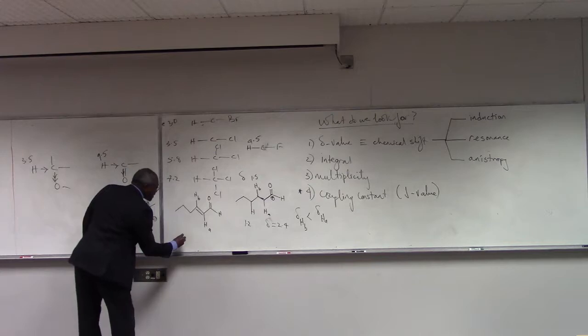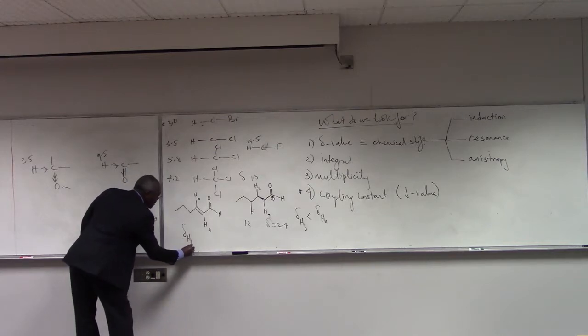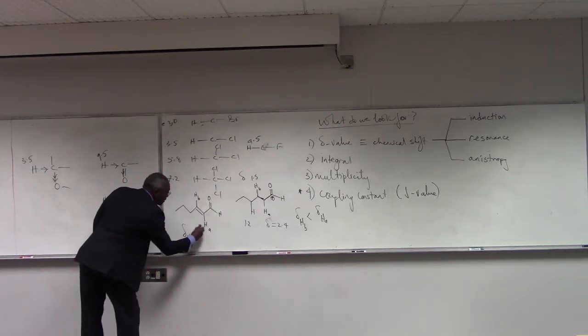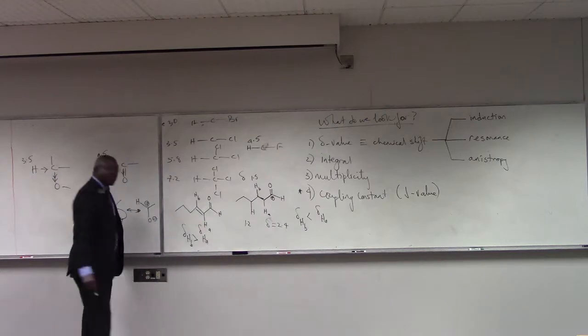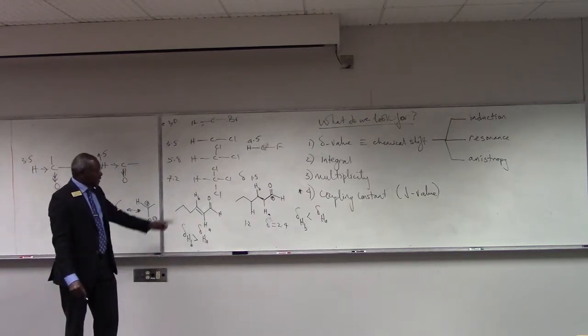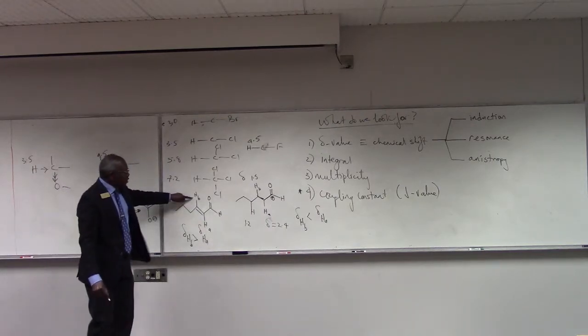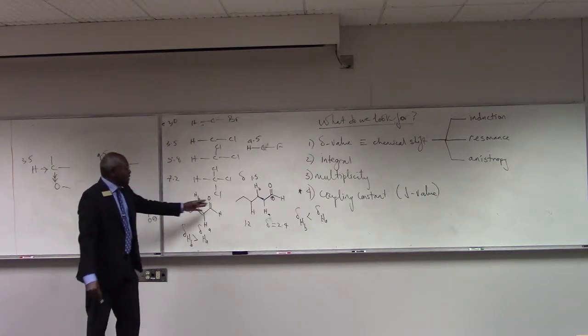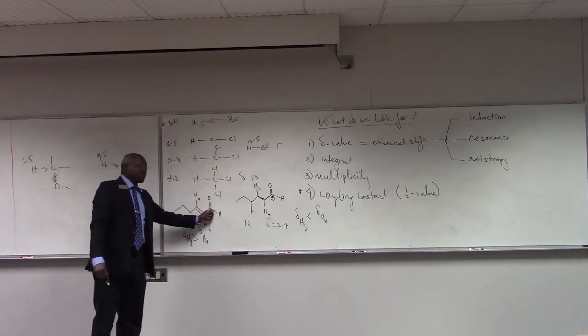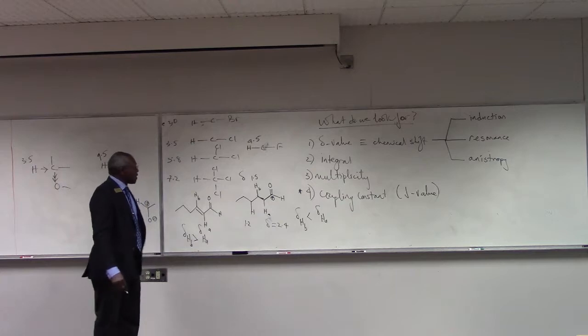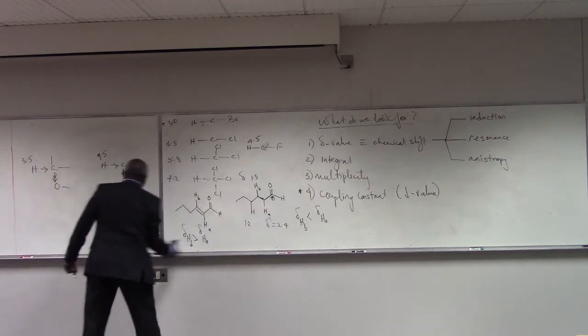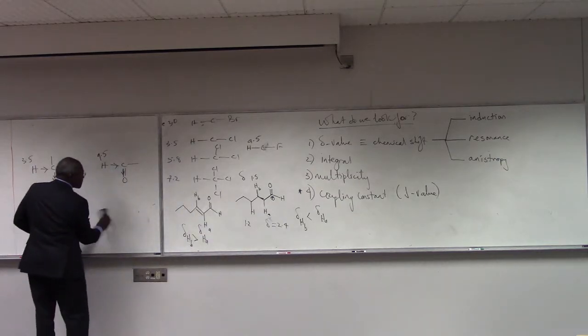That's not true here then. If I look at this, the delta of HB is actually quite a bit greater than the delta of HA. Well, how is that possible? Clearly by induction, this should have a lower delta value because it's further away from the positively charged carbon. Well, the reason is that system has resonance.